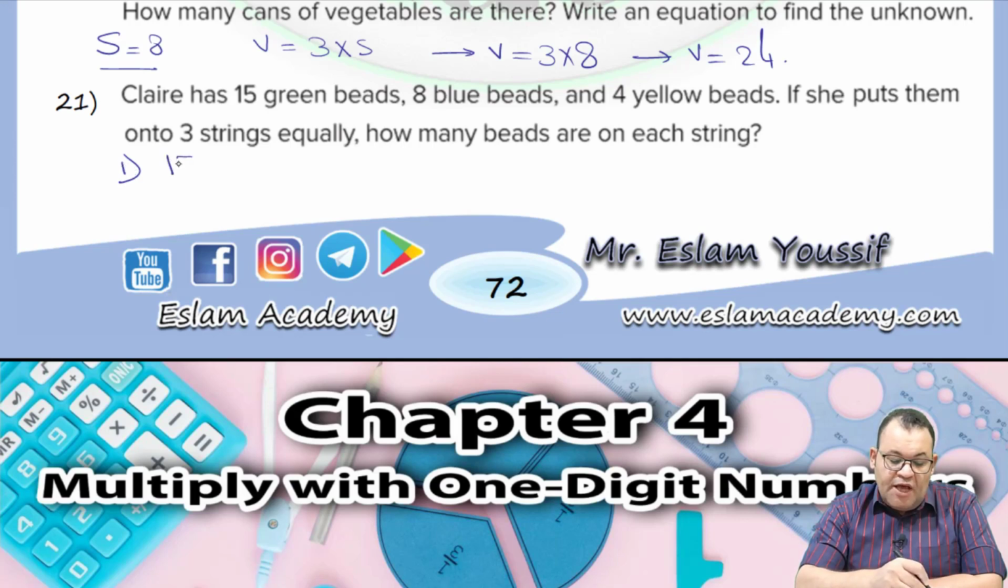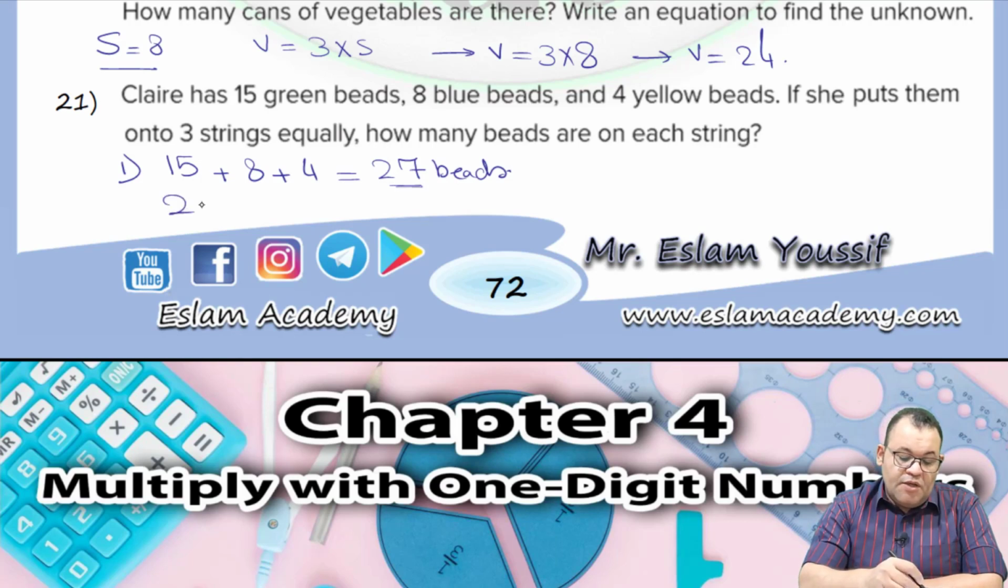Just by adding. We have here 15 green plus 8 blue and 4 yellow. When you add them, you will find that the answer will be equal to 27. So now we need to divide the 27 peas equally among 3 strings. So it will be 27, when you distribute them, you use division, divided by 3, the number of strings.